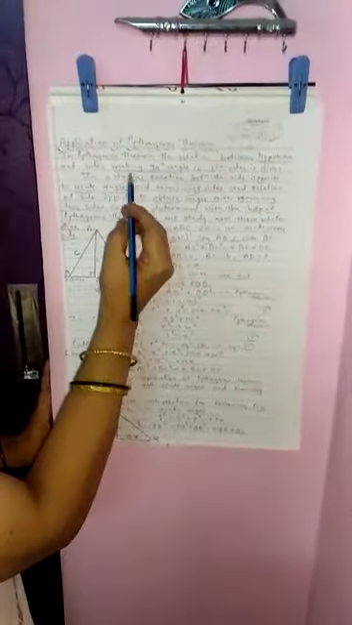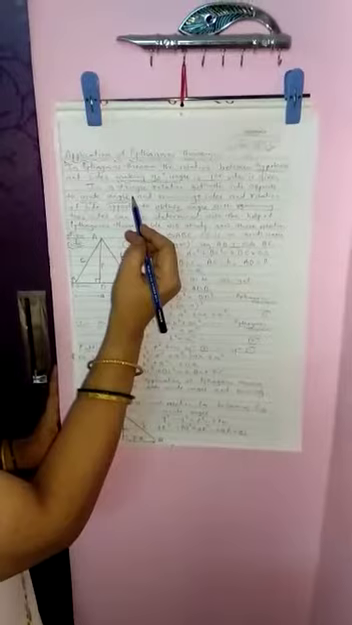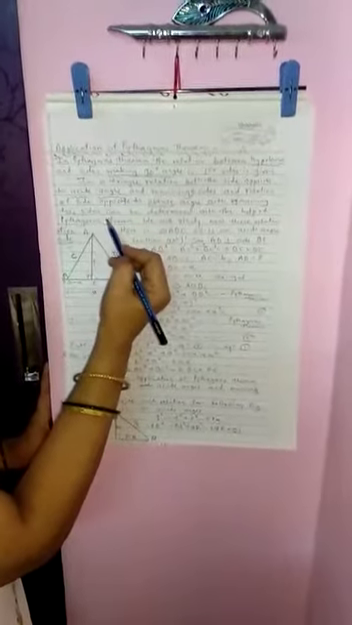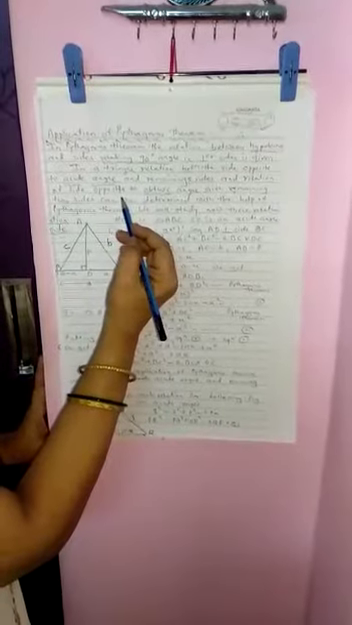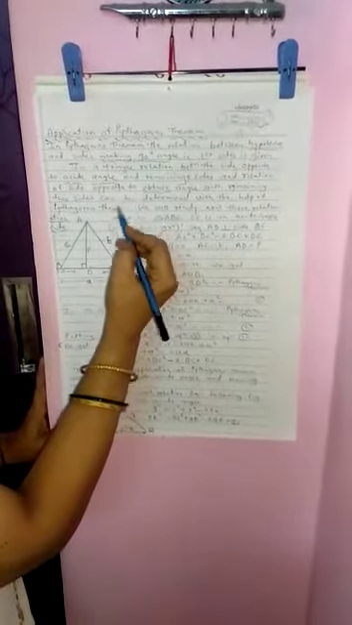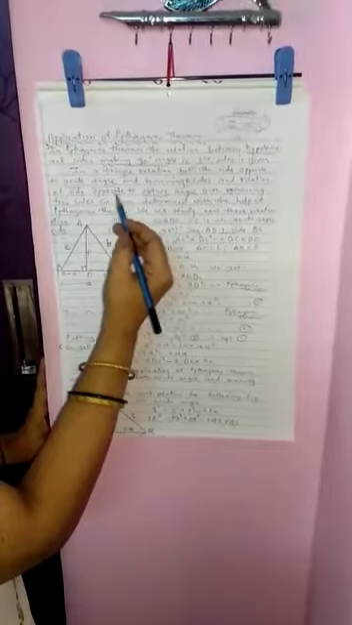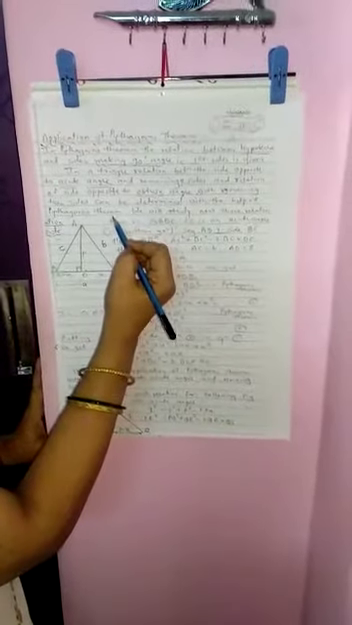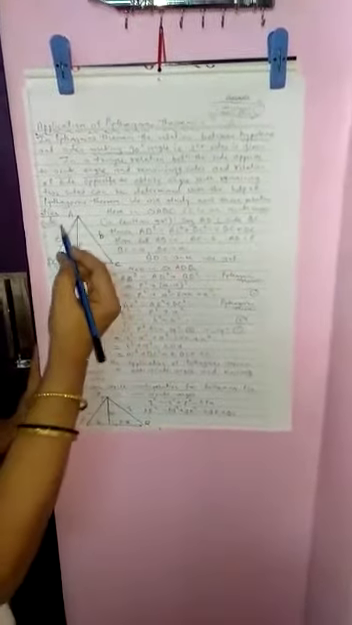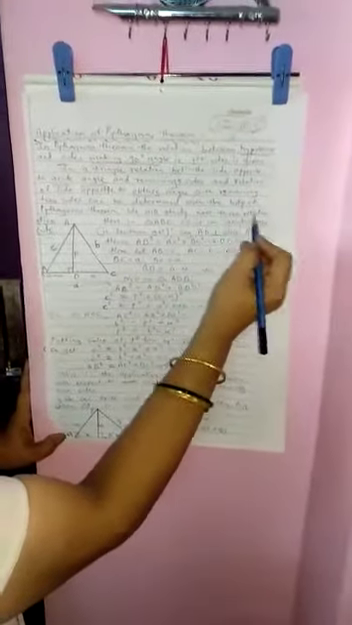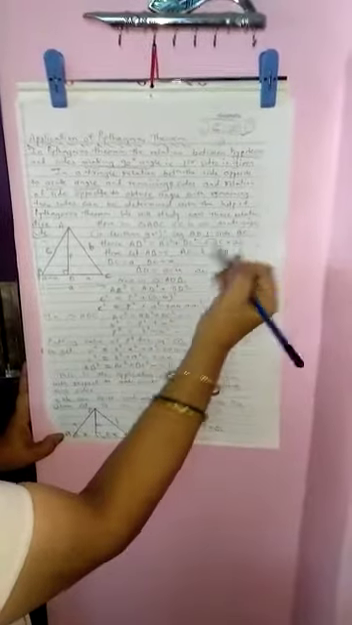Means what? In a right angle triangle, the hypotenuse is related with the two perpendicular sides when the 90-degree angle is there. But if the triangle is an acute angle triangle or an obtuse angle triangle, then how can we study the relation of these three sides? That is the application of Pythagoras theorem. First we are going to study the application for an acute angle triangle.